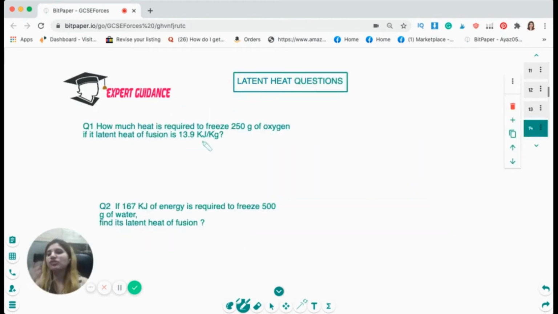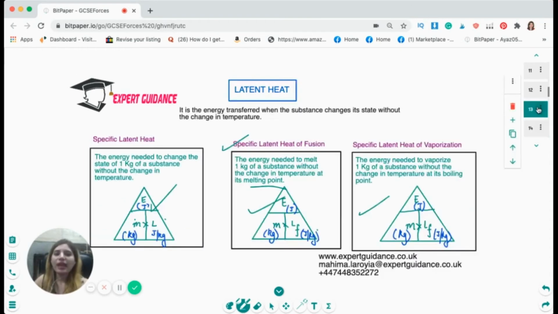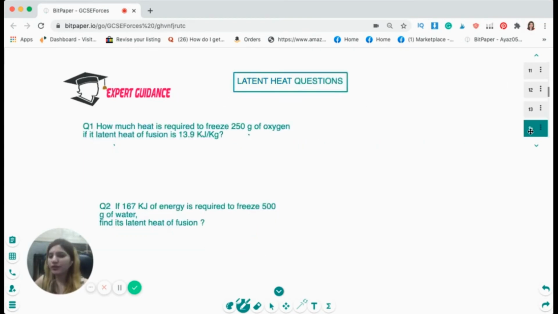The question is, how much heat is required to freeze 250 grams of oxygen if its latent heat of fusion is 13.9 kilojoules per kg, and if 167 kilojoules of energy is required to freeze 500 grams of water, what is the latent heat of fusion? Now you can have a look at these triangles, use them, and try these answers. So you can pause the video and come back and check the answers.